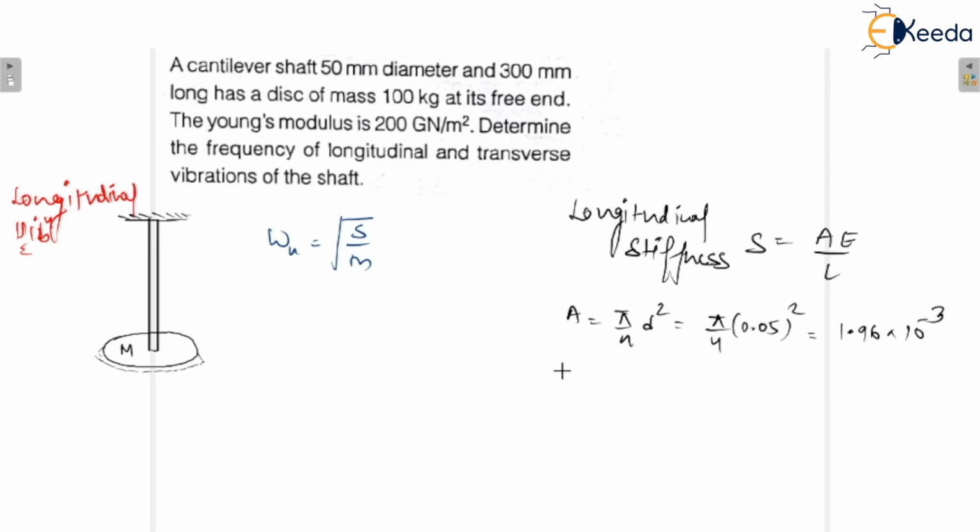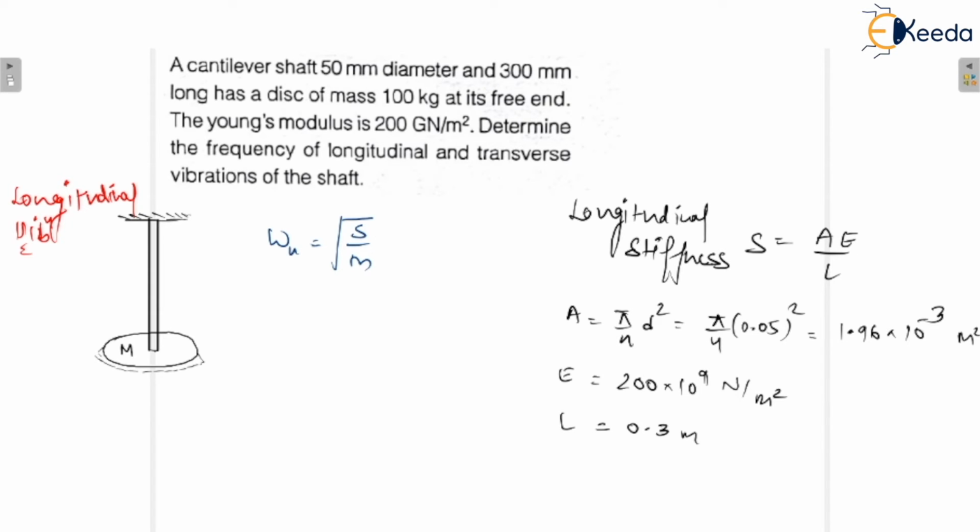Okay, and what is the value of E? E is given, that is 200 giga newton per meter square. That means you just have to remove this giga and multiply with 10 to the power 9, newton per meter square, and the area is also in meter square, and length is given in the question, that is 0.3 meter.